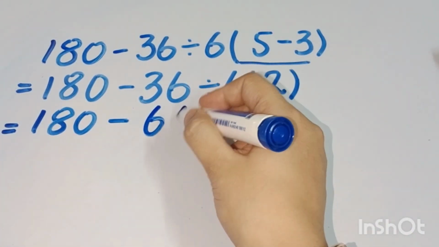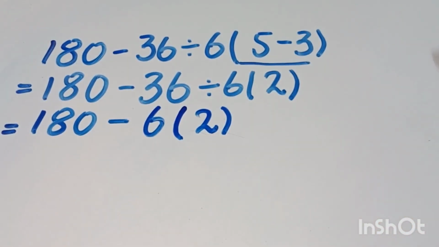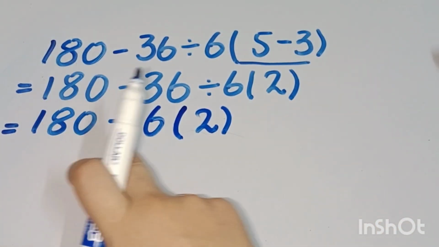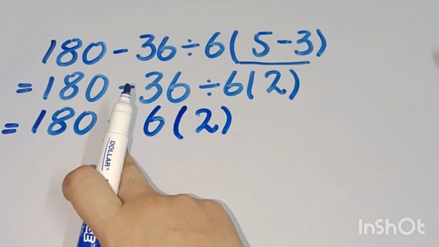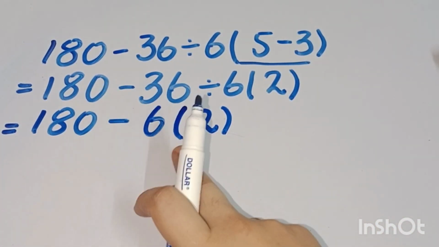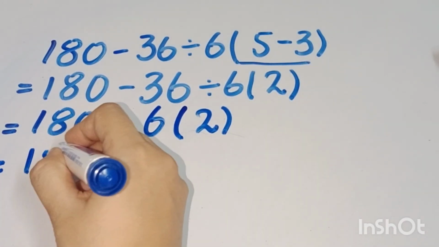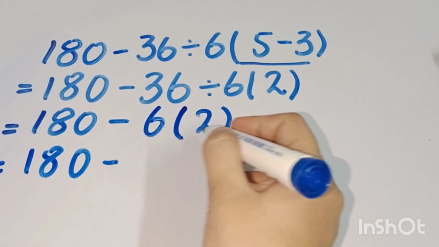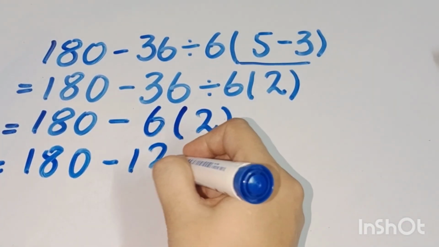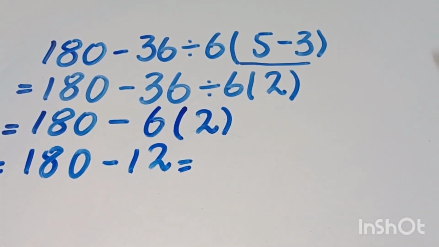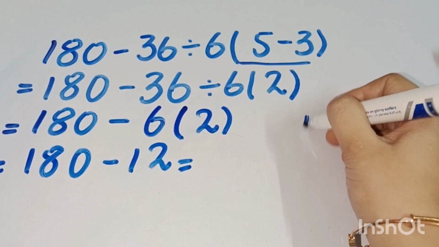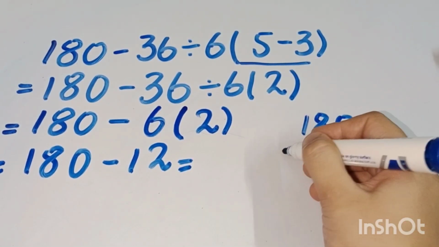Now simply multiplication is left. Now we have two operations here, subtraction and multiplication. I will do my multiplication here. 180 minus 6 times 2 equals 12. So what should be the answer here? I will do the subtraction in front of you.